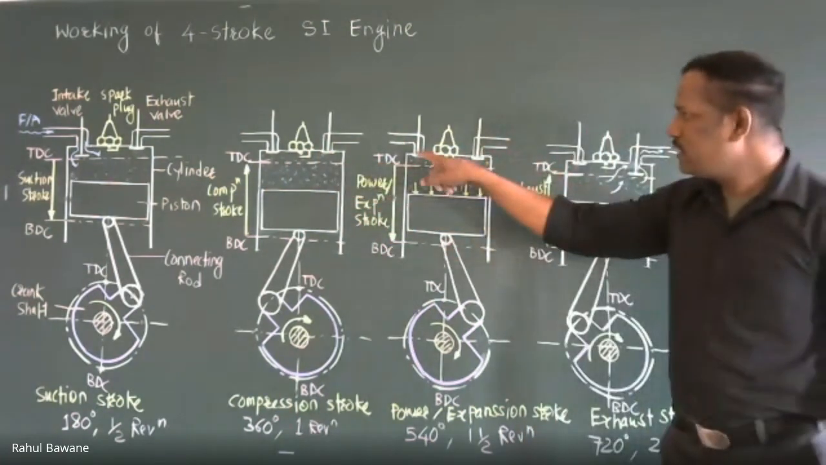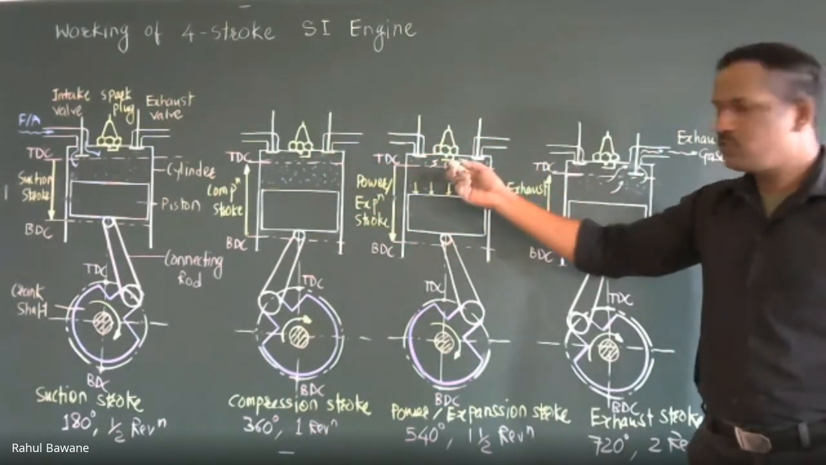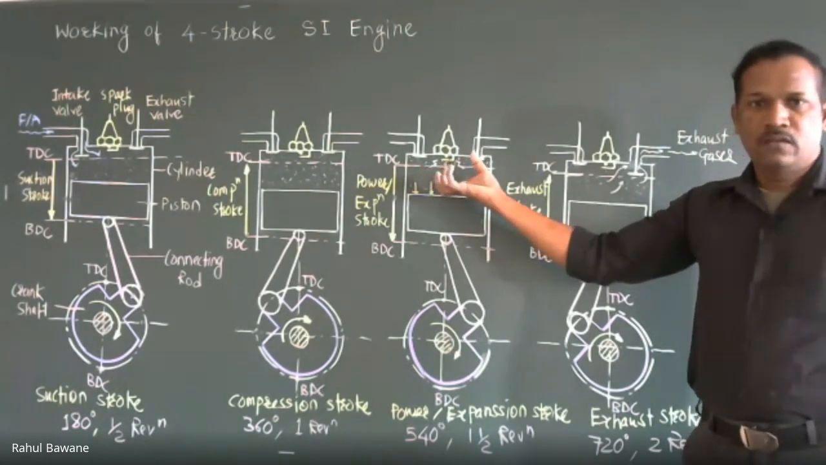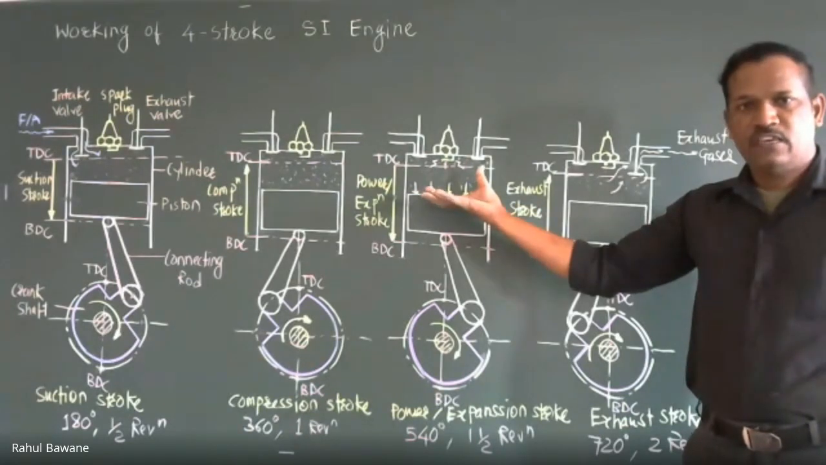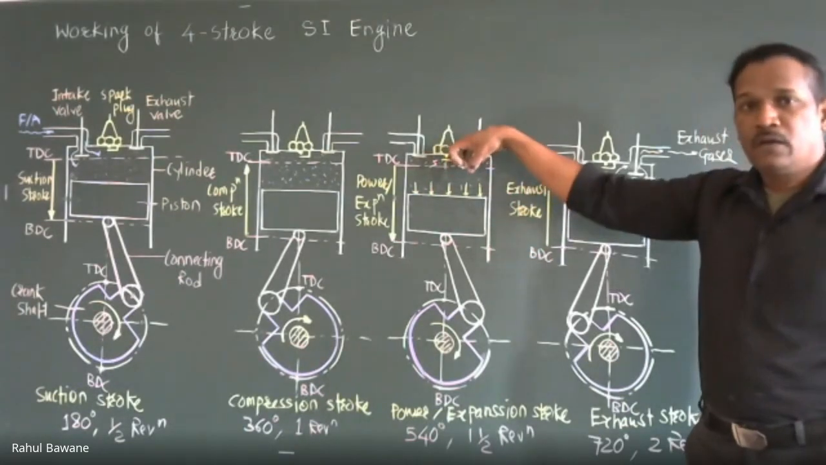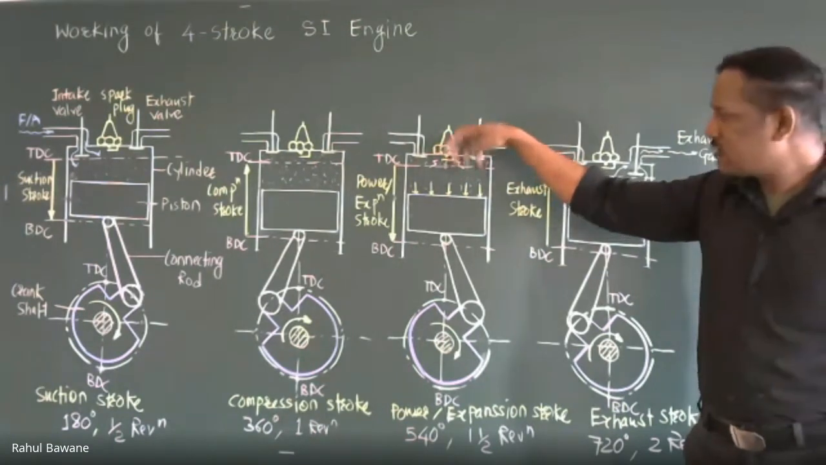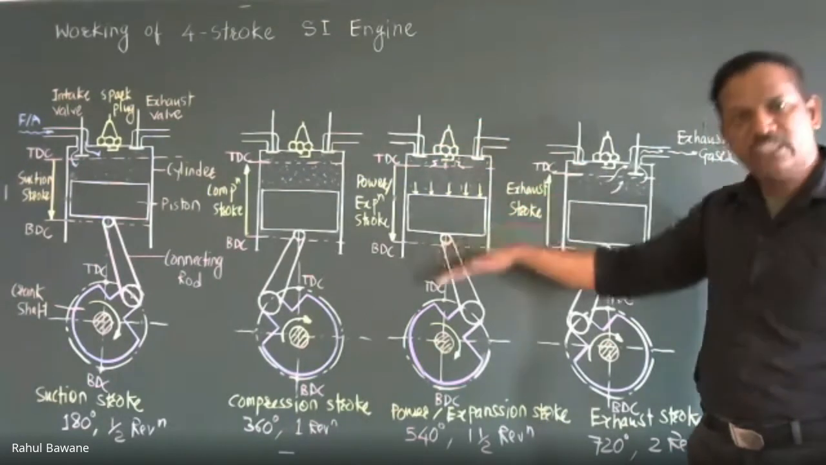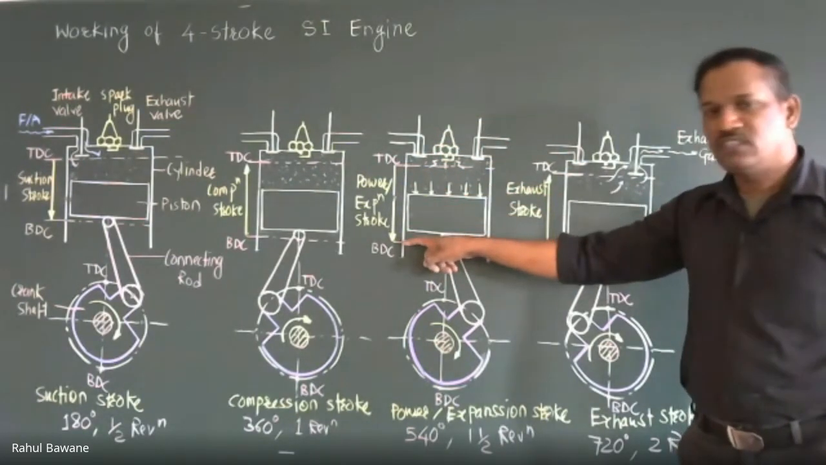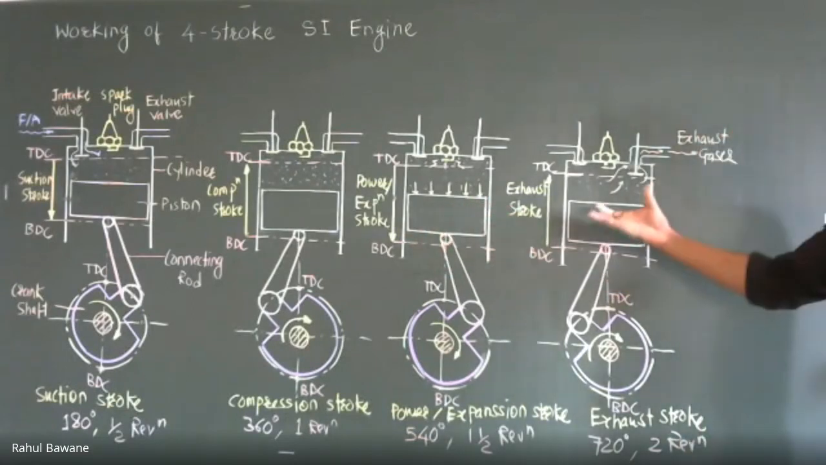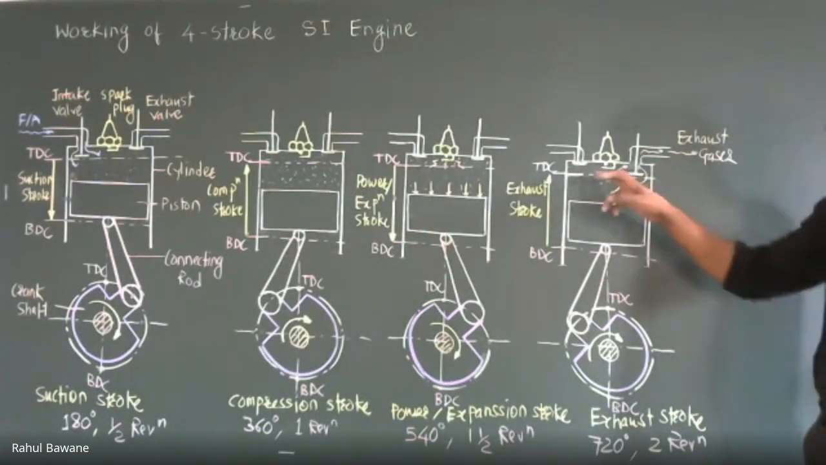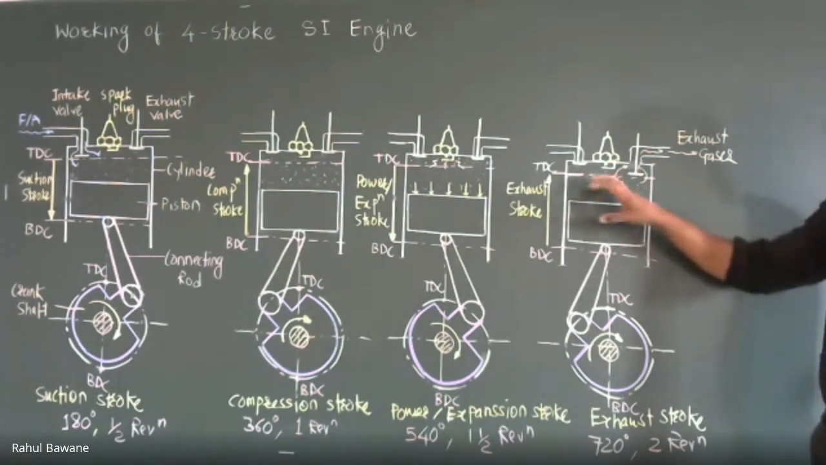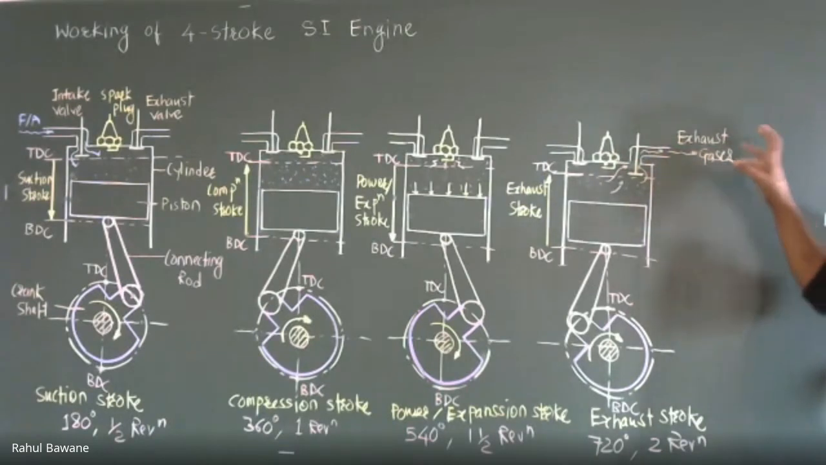In the power stroke, the intake valve is closed, the exhaust valve is closed, but your spark plug is active. During this, the spark burns the compressed air fuel mixture, due to which expansion forces take place. That expansion force, shown by this arrow, acts on the piston, and the piston is pushed down from TDC to BDC. So actual power is obtained. And in the exhaust stroke, the final stroke, we observe that the intake valve is closed, the exhaust valve is open, the piston moves from BDC to TDC, and all the exhaust gases are removed.